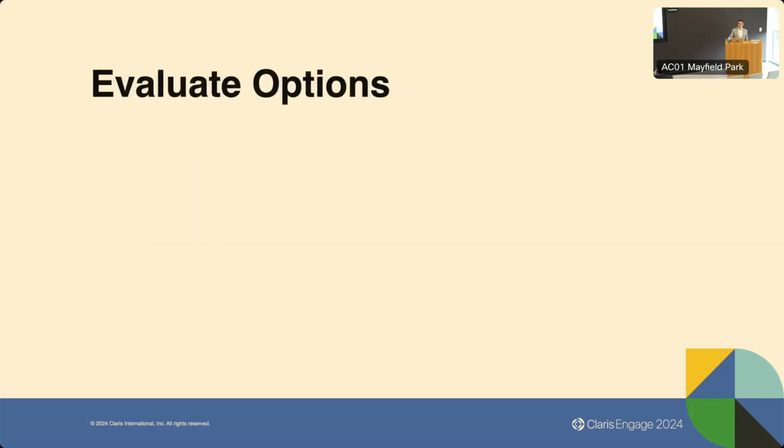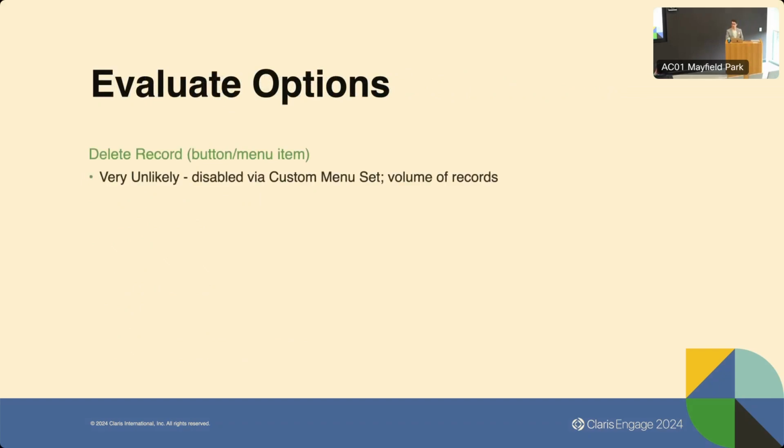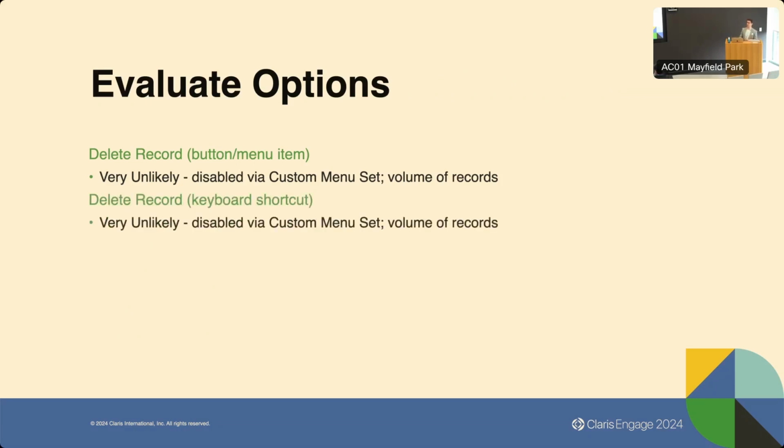So let's evaluate some of these options. The delete record button for the menu item. Extremely unlikely. That's disabled via a custom menu set that we have for users. And because of the sheer volume of records we're talking about, it's unlikely someone's sitting there going delete record 10,000 times. Same story with keyboard shortcut, right? It relies on the menu item actually being in the menu and the sheer volume of records we're talking about. The delete record script step, that's a possibility, though it would likely need to be in a loop. That's something we might look for.